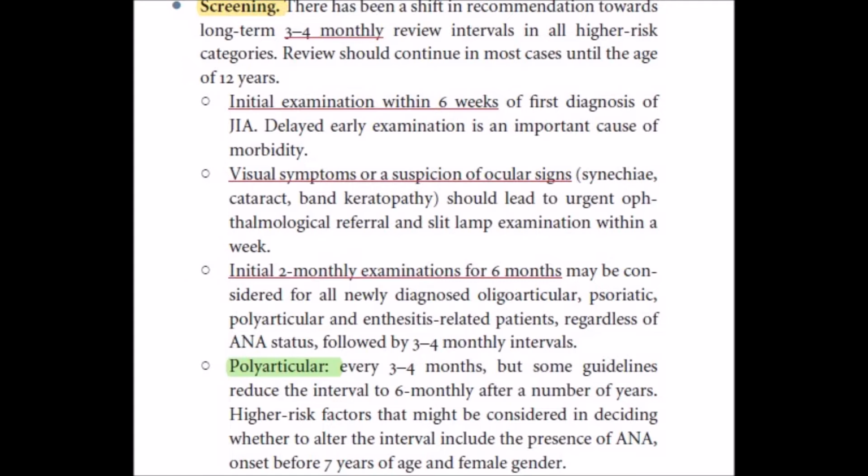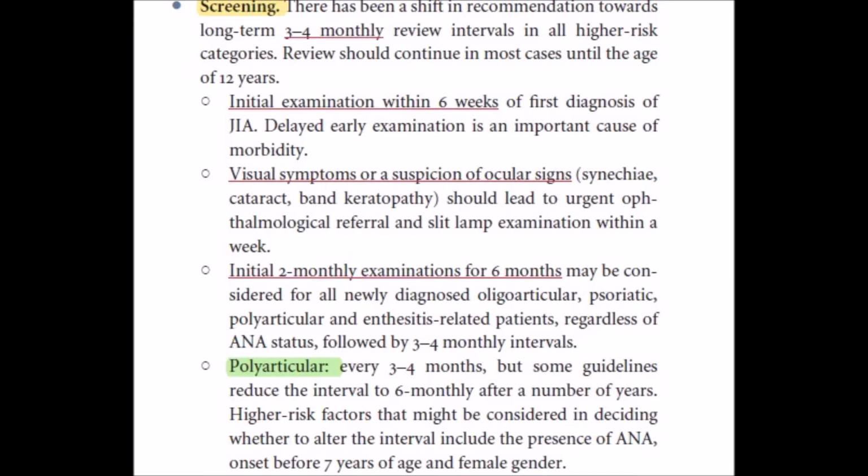Visual symptoms or a suspicion of ocular signs, synechiae, cataract, band keratopathy should lead to urgent ophthalmological referral and slit lamp examination within a week. Initial 2 months review for 6 months may be considered for all newly diagnosed oligoarticular, psoriatic, polyarticular and enthesitis related patients regardless of ANA status, followed by 3 to 4 monthly intervals.